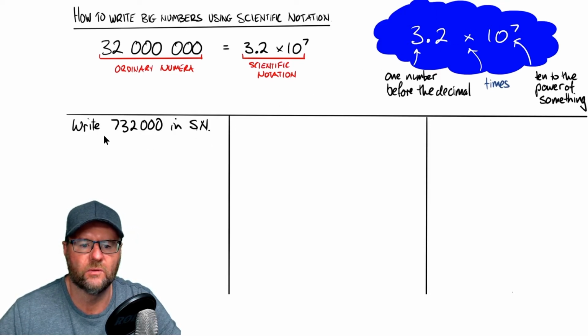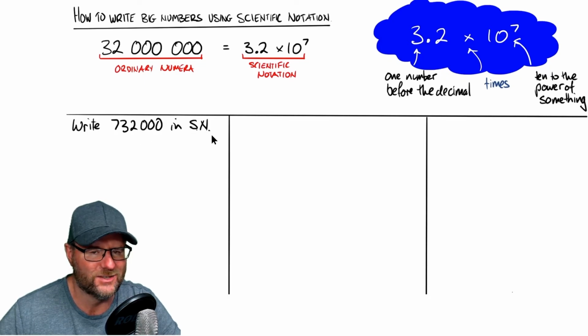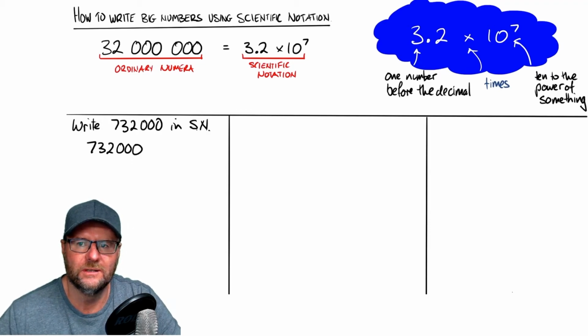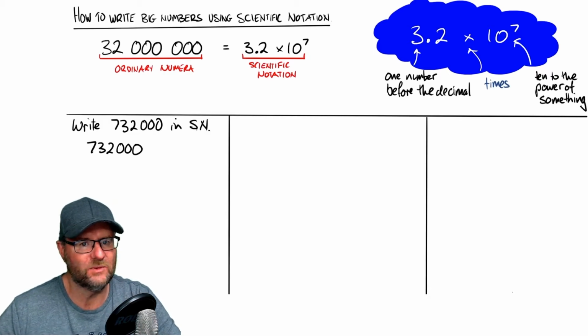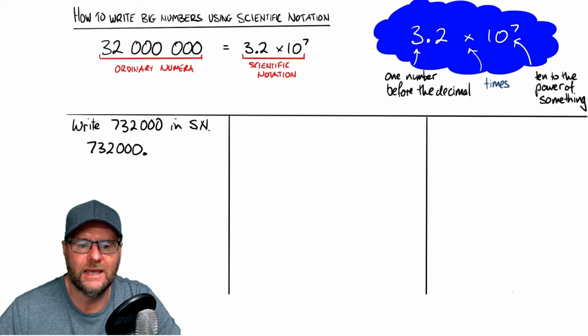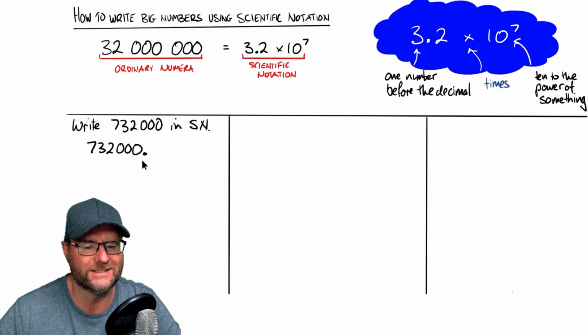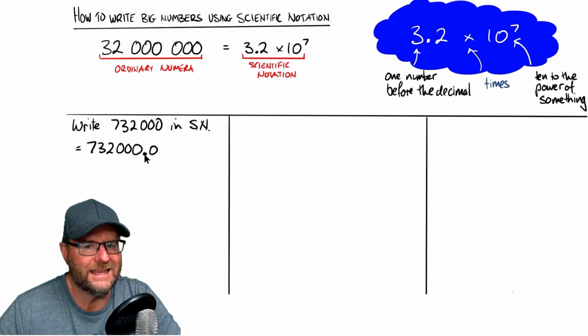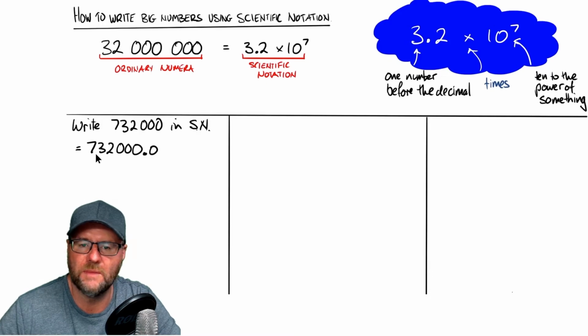So here's our first example. Write 732,000 in scientific notation. Here's that number written out as an ordinary numeral. Now, every single integer or whole number has a decimal point. It's just hidden. It's right at the end. So it's this point here. So I could write 732,000, put a decimal point at the end and put a 0, because it's the same thing, isn't it? 732,000.0. But the reason I've done that is that I want to take this decimal and move it up to, remember we said there is one number, then the decimal. So I'm going to move it from here and place it up here.